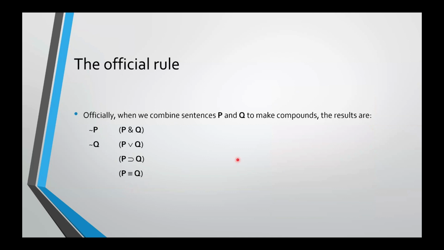Now, the official rule, and we'll see this when we get to the formal definition, is this. If you start off with two sentences, P and Q, and then you add a connective to these to make a compound sentence, then the result is, if it's a negation, you end up with not P, not Q. And if it's anything else, you end up with the sentences and then a connective between them and parentheses around the outside. Officially, that's the result of the procedure for making a new sentence out of those components.